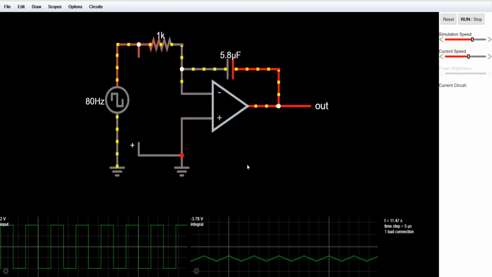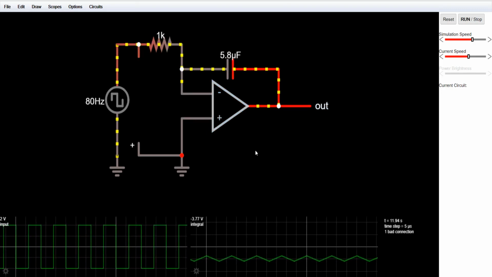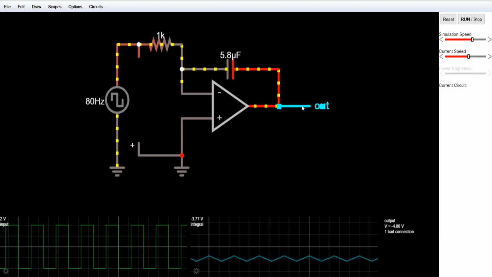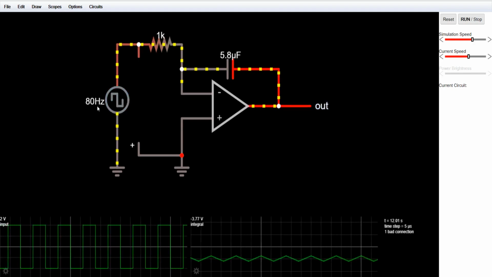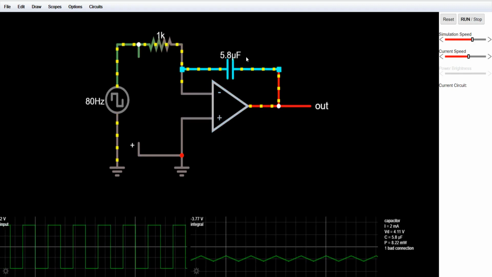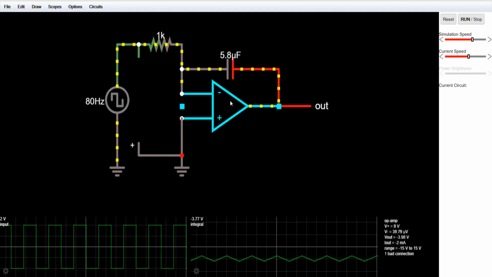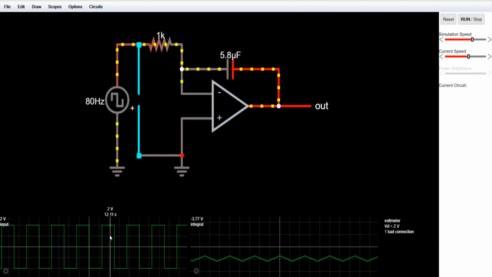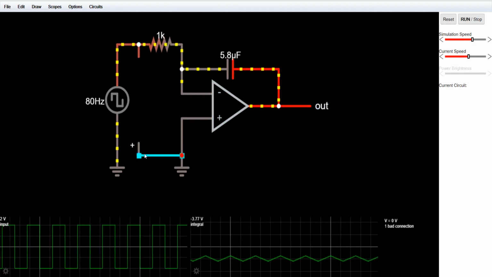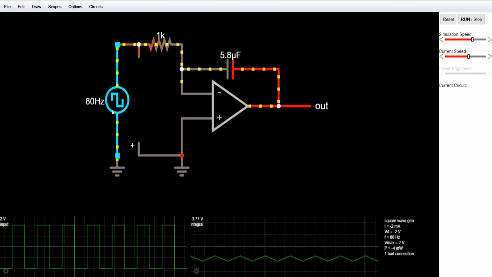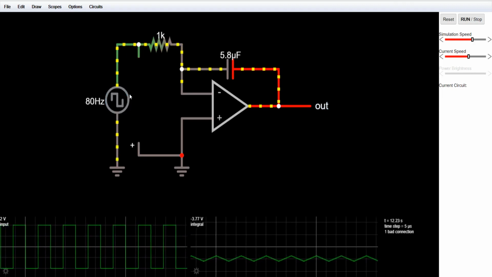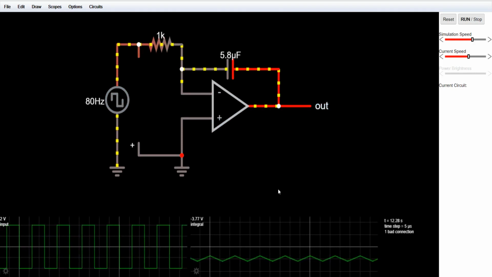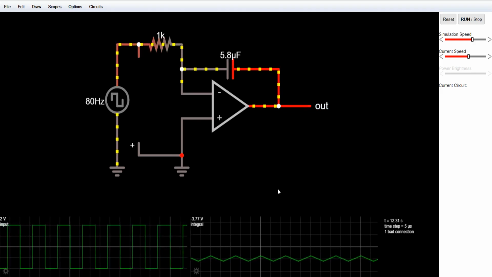Now, what is an integrator? An integrator is simply a circuit in which the output voltage waveform is the time integral of the input voltage waveform. You can see the simulation here, how we have used the various components and operational amplifier in inverting mode, and the waveform is also given at the bottom. You see that we have applied a square wave of 80 hertz as the input, and in the output we are getting a triangular wave. So let me tell you why we are getting a triangular wave from the square input.